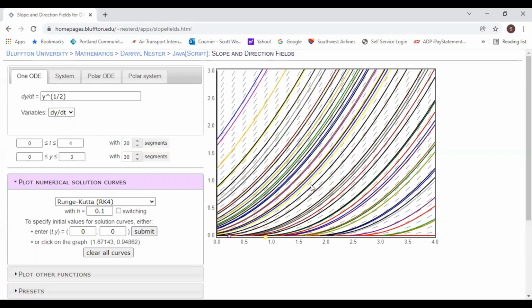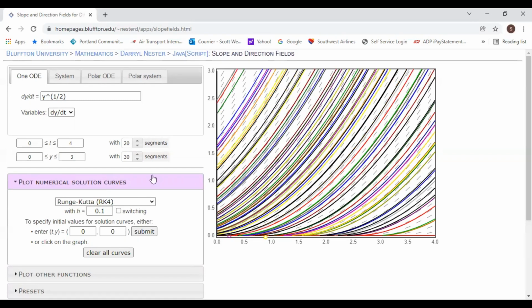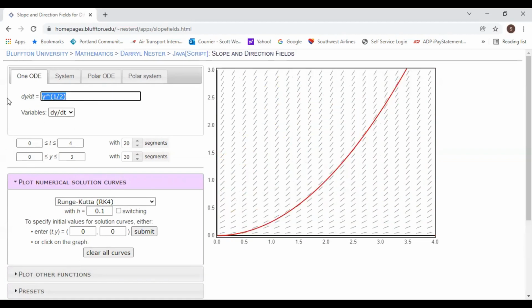By the way, if you haven't ever played around with this software, one of the most fun things is you can really make a visually striking graph by just clicking around a bunch and putting in a bunch of solution curves, and it looks very pretty. But enough for that. Now let's look at the other differential equation.